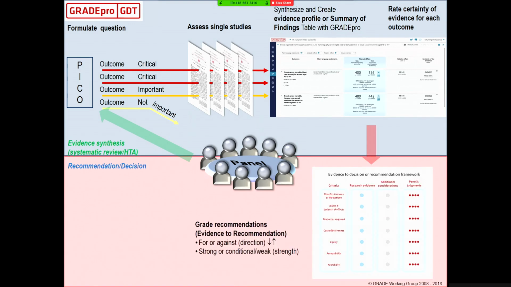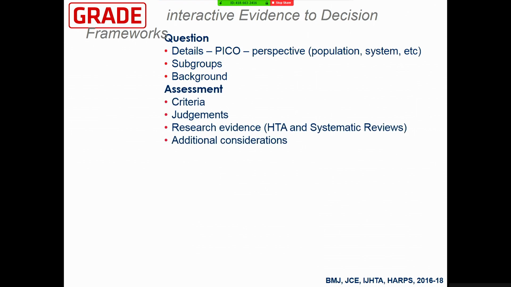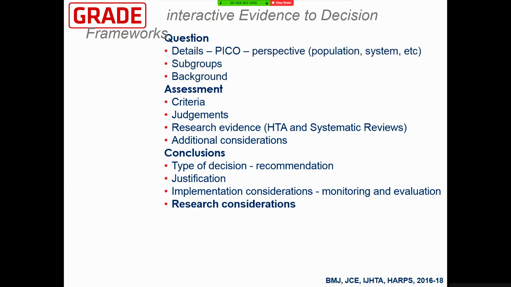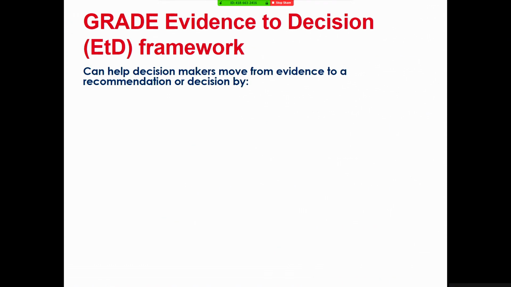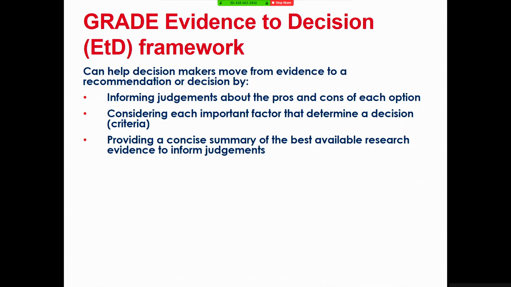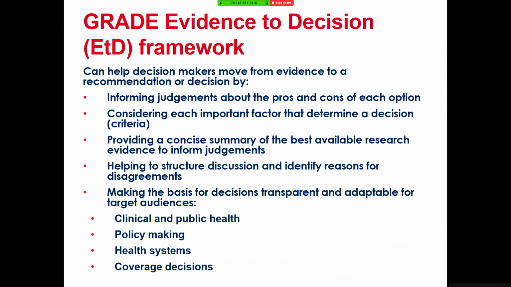Just moving on with these evidence tables, we then utilize evidence to decision frameworks. Those are criteria that are utilized to make a decision or recommendation either for or against an option. These frameworks include a detailed question, an assessment of the individual criteria, a conclusion section including research considerations, and a presentation to stakeholders. We call them interactive evidence to decision frameworks. Just so that you see what that means, these frameworks help decision makers to be informed about judgments about the pros and cons of an option, considering each important factor that determines the recommendation. They provide a concise summary of the best available research evidence, and they help to structure the discussion of a panel that makes a recommendation. And they identify disagreement. And they are for different target audiences.